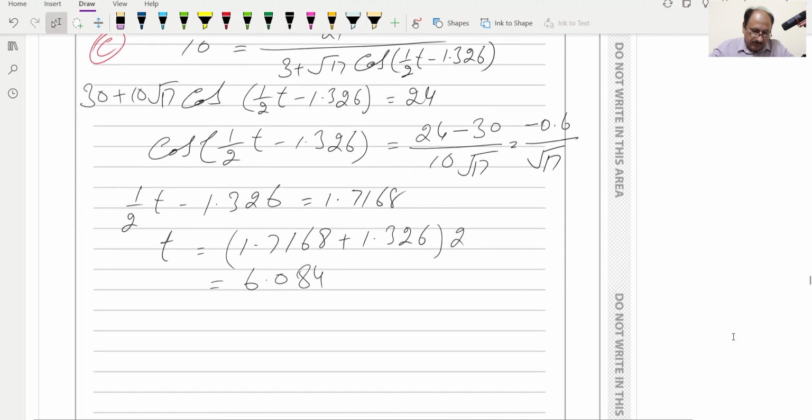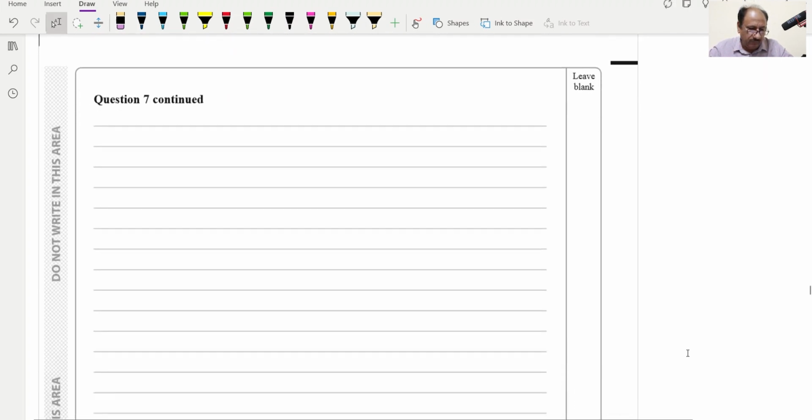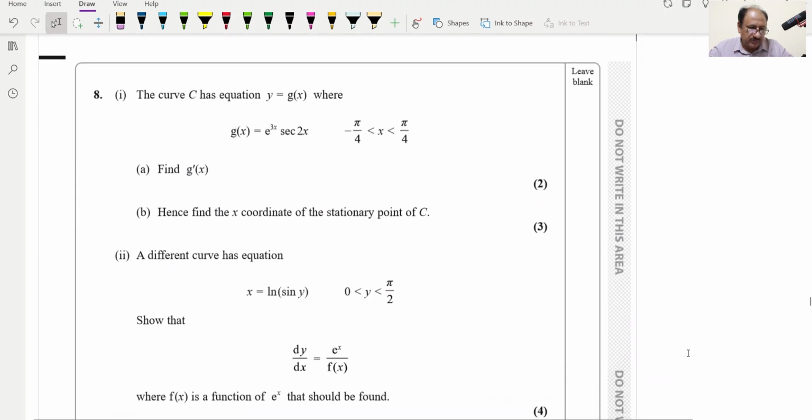6.085, and this one is the t value, so the t value is approximately equal to 6.09. So we can give the answer as 6.09. Hopefully you understood this question.